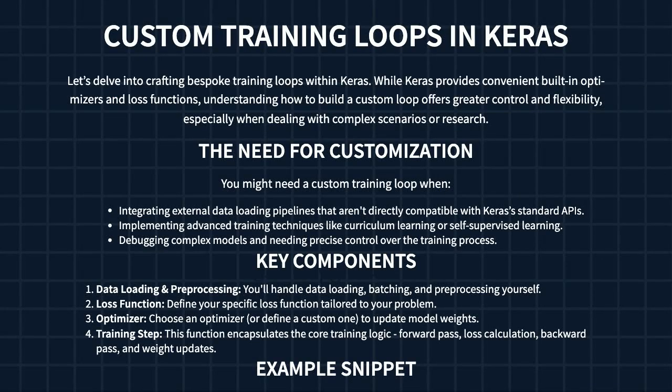Okay, let's talk about building your own training loops in Keras. Sometimes the built-in tools aren't quite enough. Maybe you're dealing with a complex data pipeline or need to implement something really specific like curriculum learning. The core idea is that you take control of everything: loading your data, defining your loss function, which could be anything, and choosing an optimizer. Essentially, you create the training step function, which handles the forward pass through your model, calculates the loss, computes gradients, and then updates the weights using your chosen optimizer. Think of it as building a mini framework around Keras' core components.